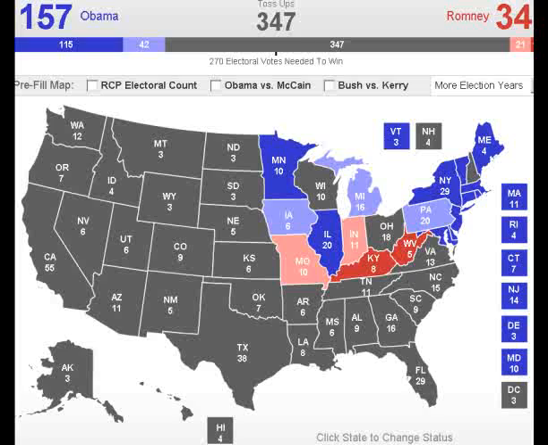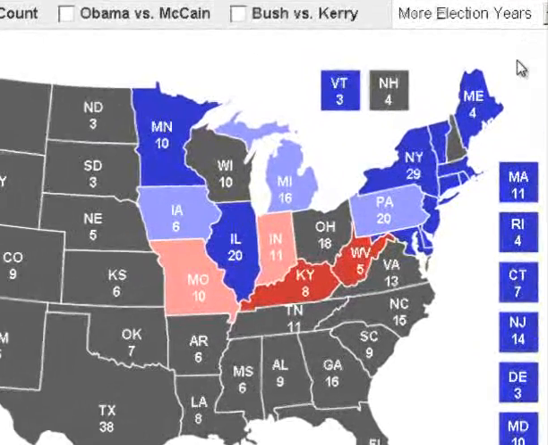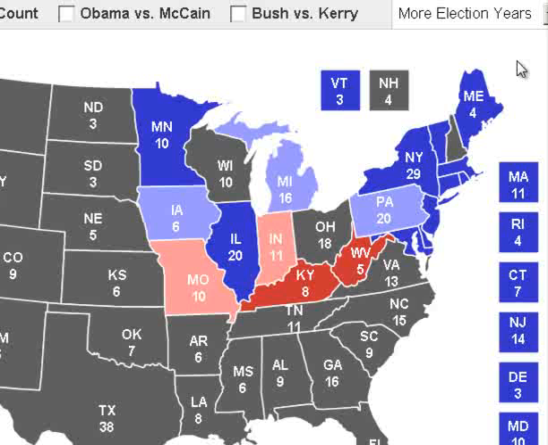Now we're going to move into the South region of the United States. You can see so far we have President Obama with a big lead, including likely and leaning states. We have President Obama at 157 and Romney at 34, but that of course will change as we get towards the southern part of the country. Let's start first with North Carolina.